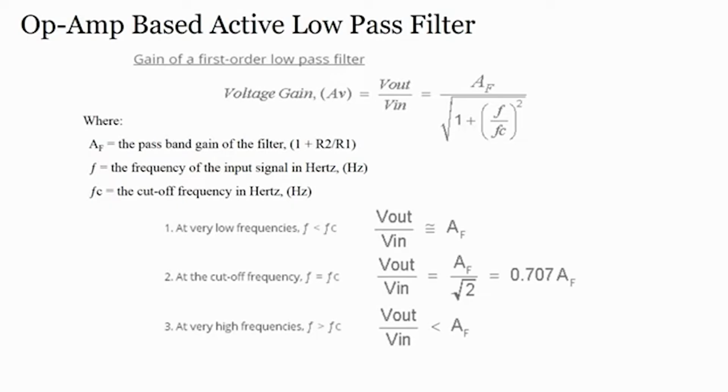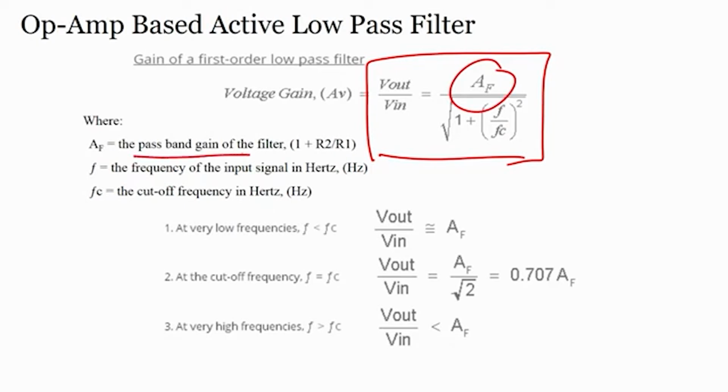Alright. So, we are continuing the same module, which is the op amp based active low pass filter, and the gain of the first order low pass filter is given by V out by V in equals AF divided by the square root of 1 plus (F by Fc) whole squared. This we have seen. Now, AF is the passband gain of the filter, which is given by 1 plus R2 by R1.